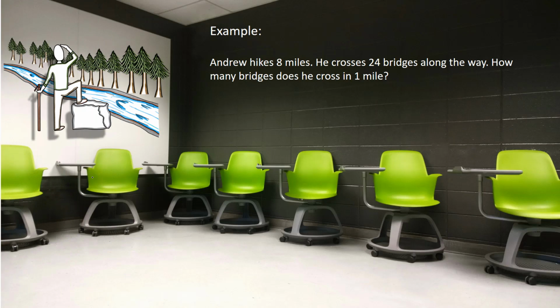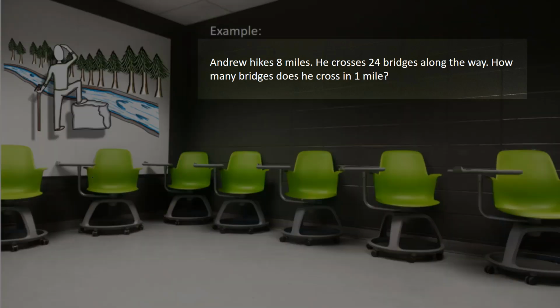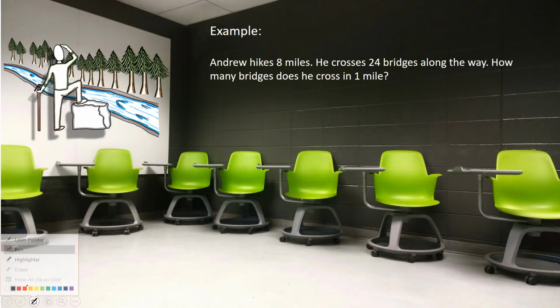Alright, now in this example, Andrew takes off on a hike and he hikes 8 miles, and along his way he crosses 24 bridges. We want to know how many bridges does he cross in 1 mile. So I've got to set up my unit rate.